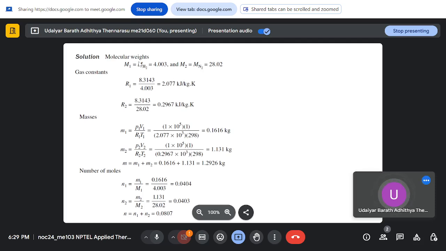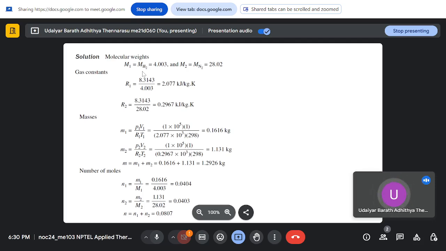So the individual gas constant for these components, we are denoting hydrogen by 1 and nitrogen by 2. So the hydrogen gas constant is your universal gas constant divided by the molar mass, so 8.3143 divided by 4.003, this gives you 2.077 kilojoule per kg Kelvin. And similarly for nitrogen, it's universal gas constant by molecular weight of nitrogen, which gives you 0.2967 kilojoule per kg Kelvin. So this is the individual gas constant for the hydrogen and nitrogen.